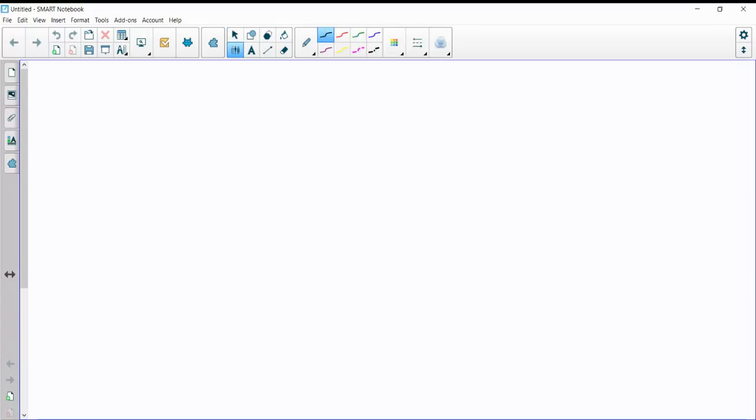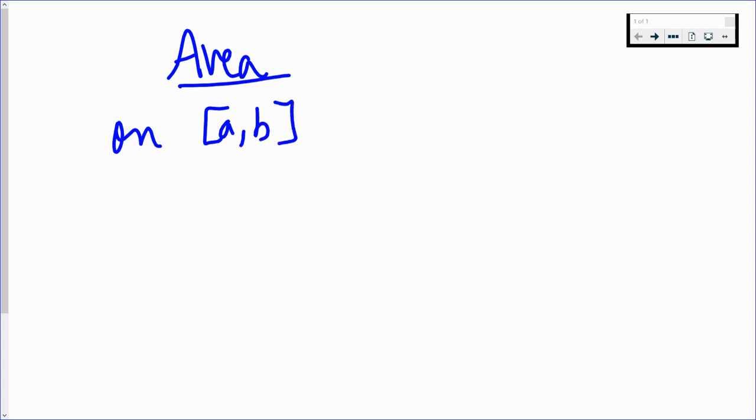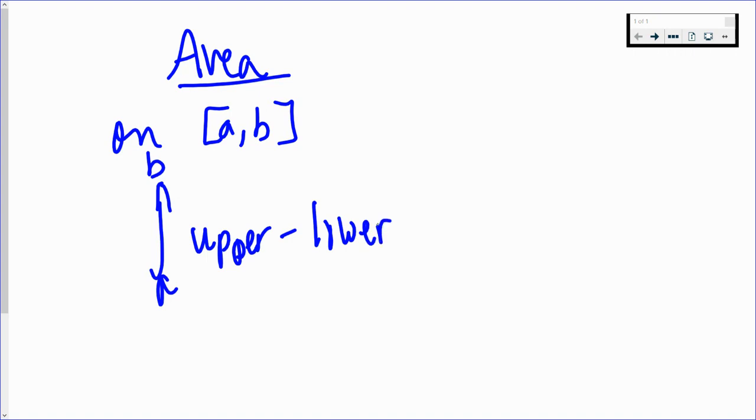Today we're going to take a look at area between curves and how we can calculate that. Basically, whenever we are looking at area over an interval, so let's say we're on the interval a to b, then we need to take the integral from a to b of the upper function minus the lower function. Okay, so upper minus lower.